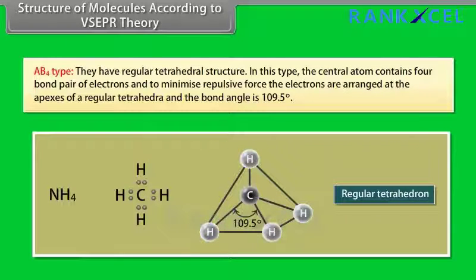AB4 type. They have a regular tetrahedral structure. In this type, the central atom contains four bond pairs of electrons, and to minimize repulsive force, the electrons are arranged at the apexes of a regular tetrahedron, and the bond angle is 109.5 degrees.